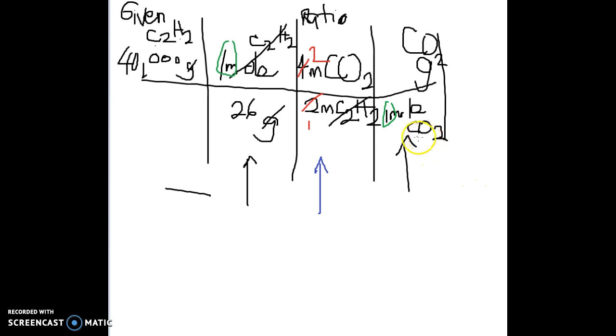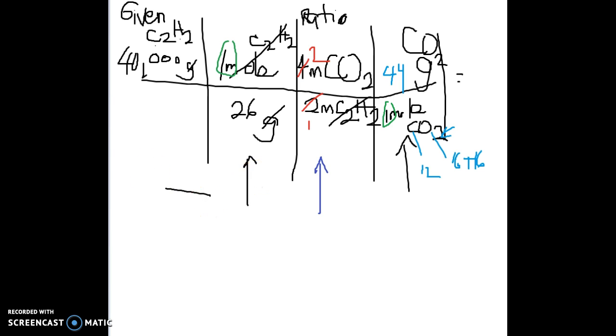So check out your periodic table. Carbon is 12. Oxygen is 16, and notice there are 2 of them. See that 2? So 16 plus 16 is 32, and 12 more is 44. 44 is the molar mass. All right, so what does the math look like? It looks like 40,000 divided by 26, times 2 divided by 1, times 44. And that's going to get you your answer.